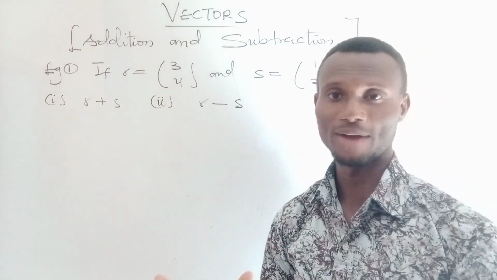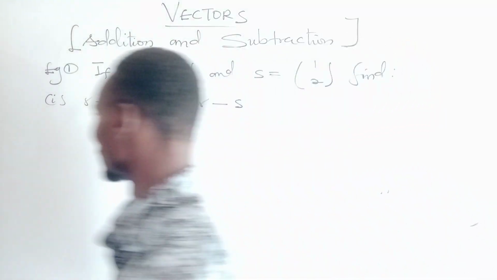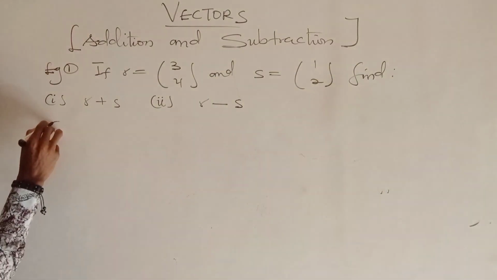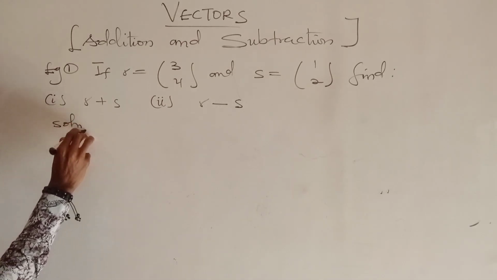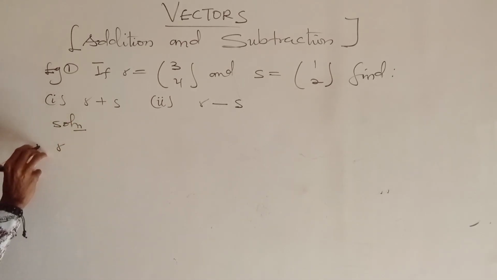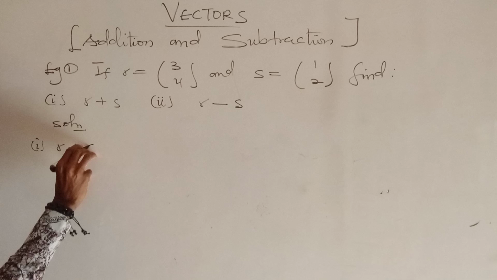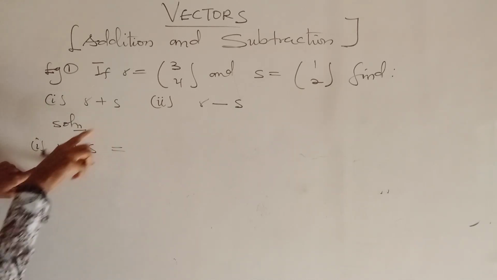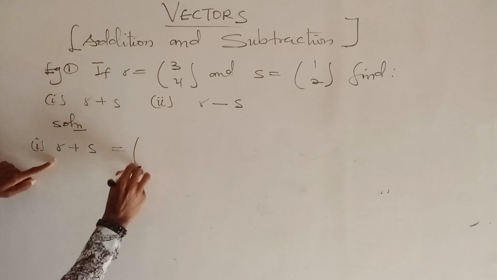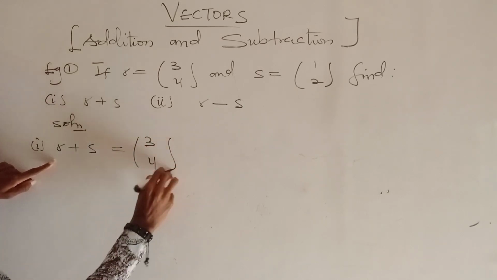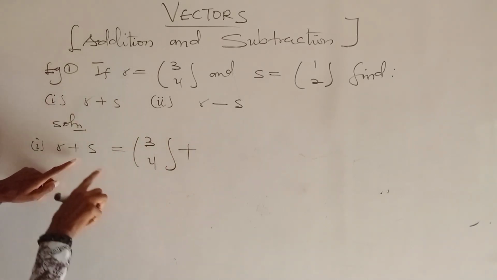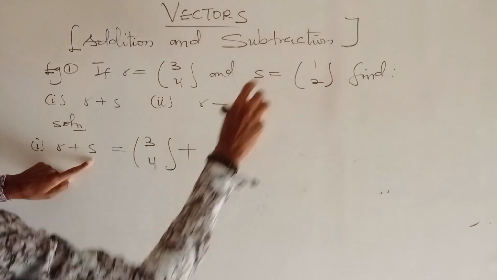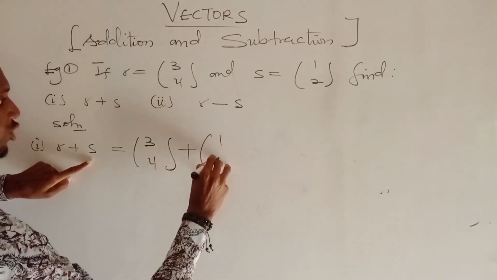So we are going to do that together. I'm going to write down my solution. I'm starting with (i) R plus S. We are adding them. So the R is given to be 3, 4, so you write your 3, 4 down. You bring your plus, which is here, and your S is given to be 1, 2. So you write your 1, 2 there.